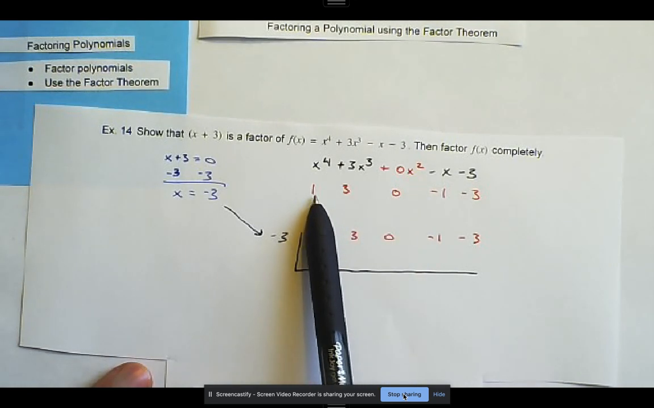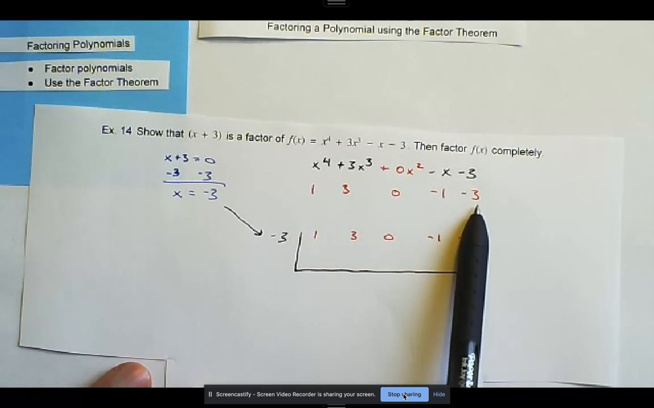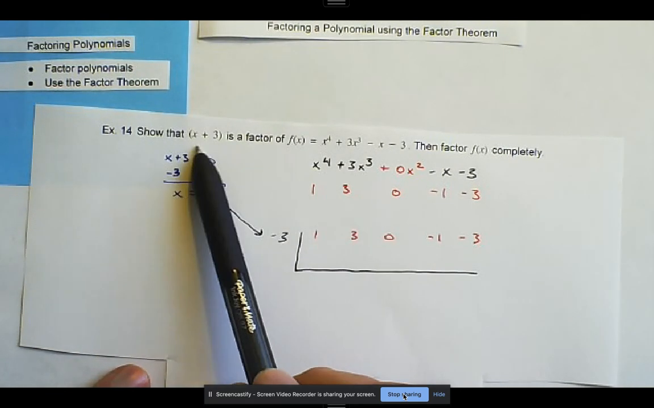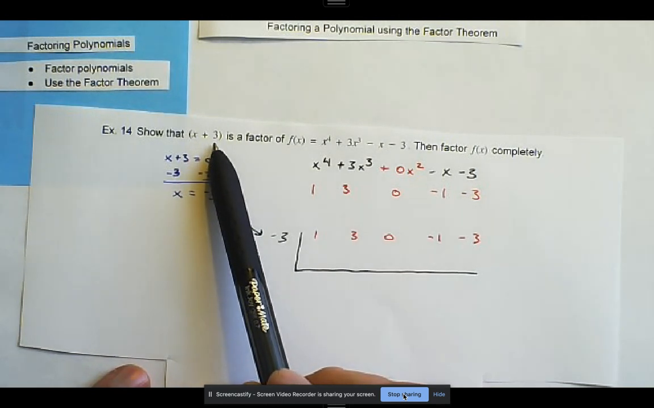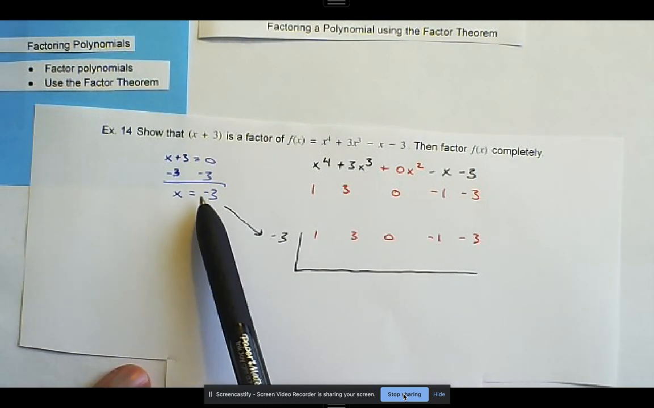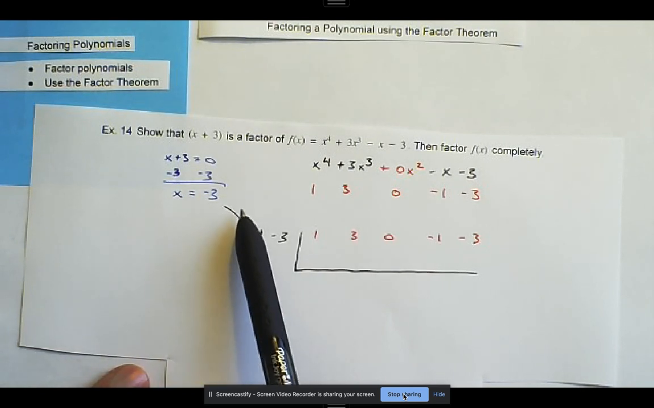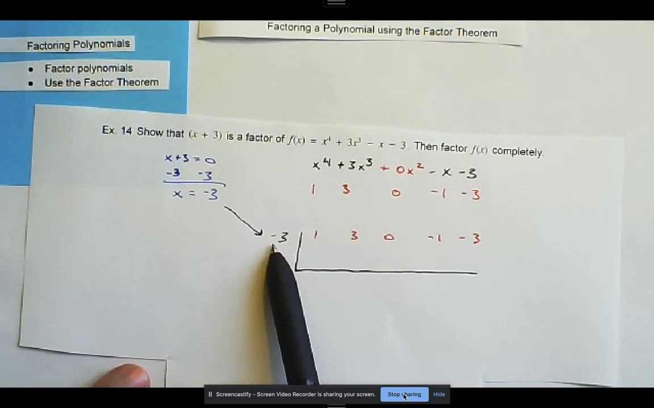So our coefficients are 1, 3, 0, -1, and -3. That's what we're going to use for our synthetic substitution. And because we're showing that x plus 3 is a factor, we have to use the zero product property. We subtract 3 from both sides, we get x equals -3, and so that is what we're substituting into our synthetic substitution.